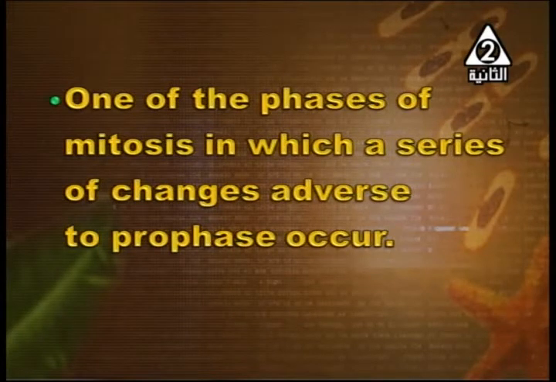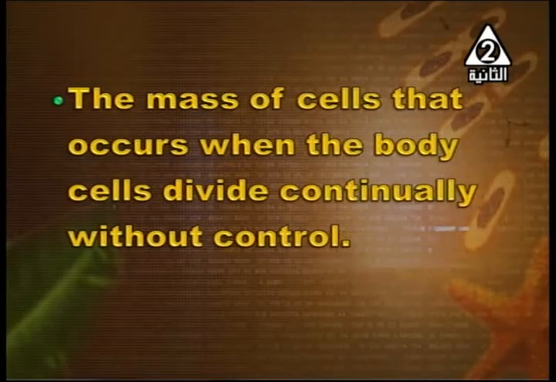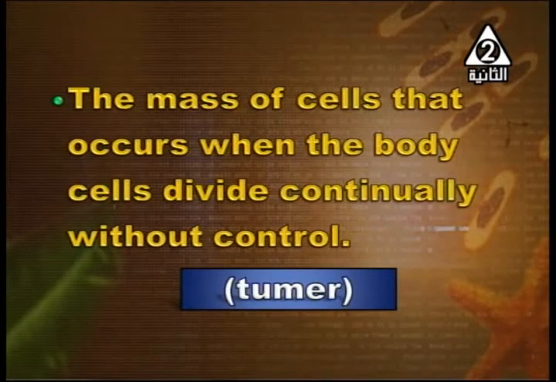One of the phases of mitosis in which a series of changes opposite to the prophase occur. What is the name of the phase of the mitotic division where each step is opposite to the prophase? This is the telophase stage. What is the scientific term for the mass of cells that occurs when the body cells divide continually without any control? This is the tumor.